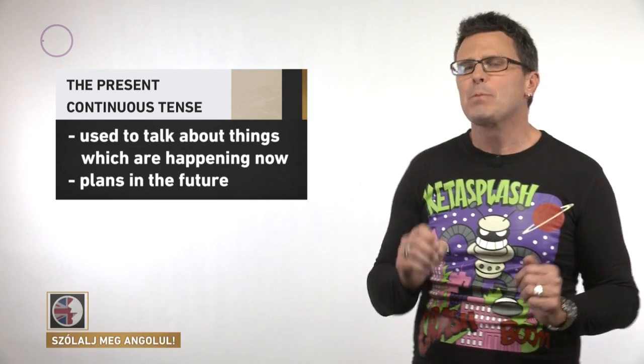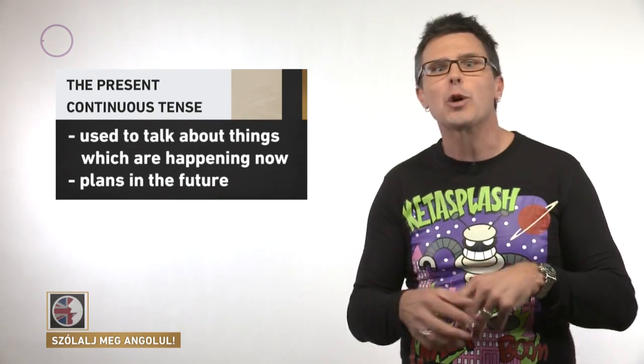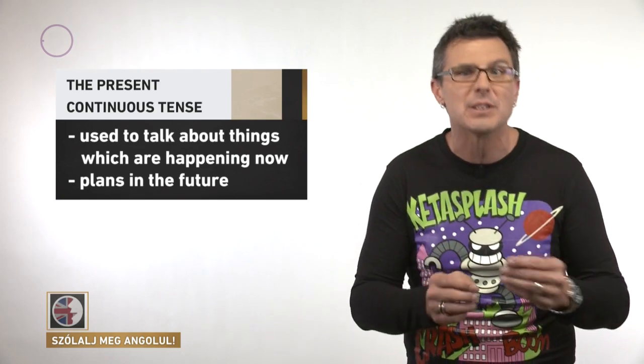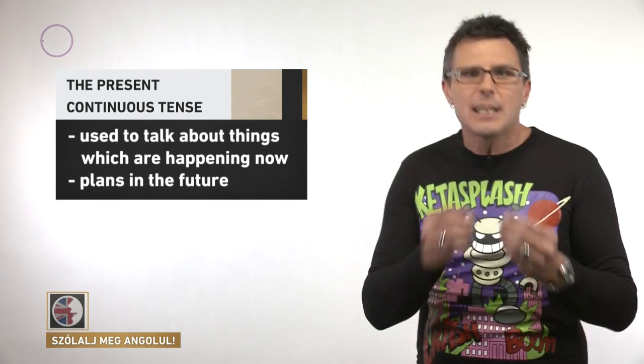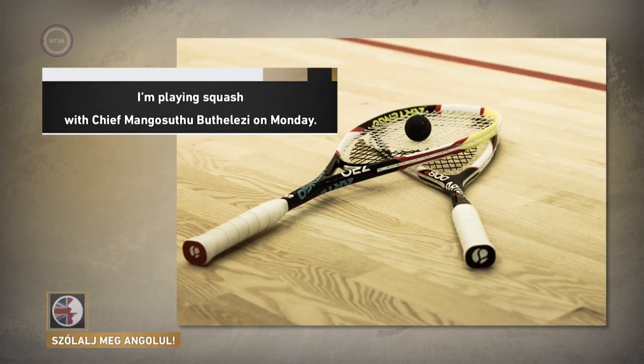Okay. But we also learned that we can use the present continuous to talk about plans and arrangements in the future, similar to what we do with going to. I'm playing squash with Chief Mangosuthu Buthelezi on Monday, for example. We arranged it, it's planned, and it's happening on Monday.